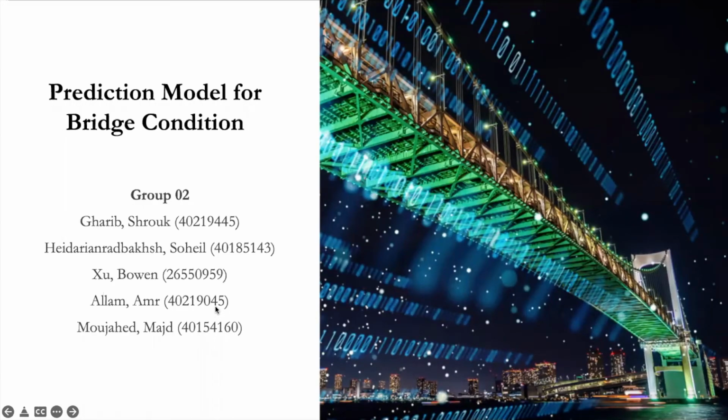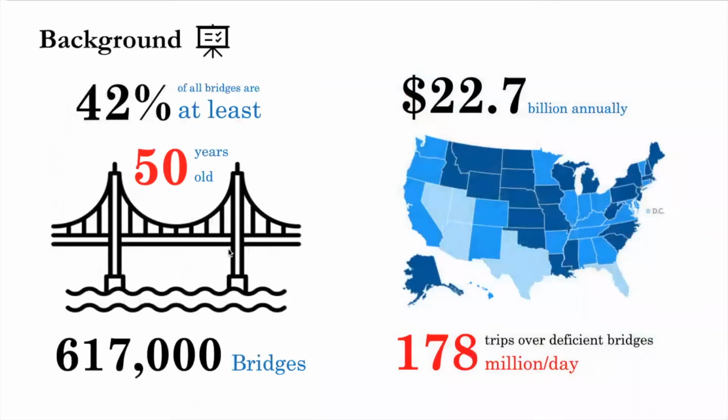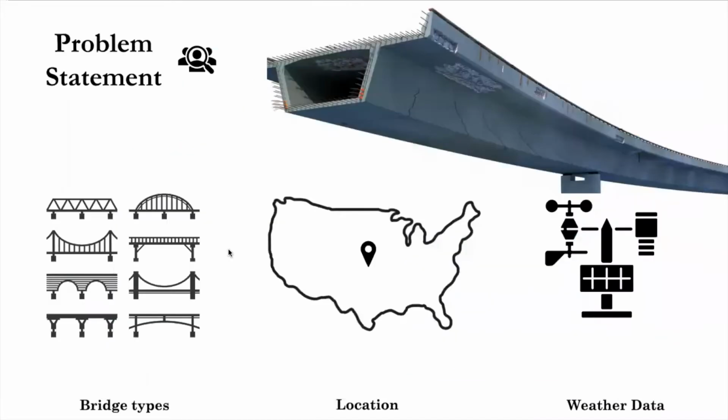Our project aims to build a prediction model for the bridge conditions. In the United States, 42% of bridges were built more than 50 years ago, while 7.5% fall under the structurally deficient category, in which around 178 million trips per day are made on them. To repair deficient bridges, it needs approximately $22.7 billion per year. So we have to allocate our budget to the worst first.